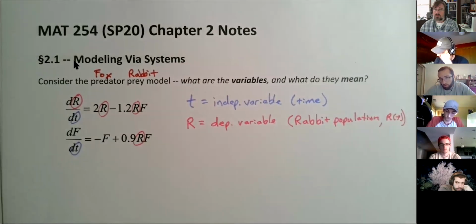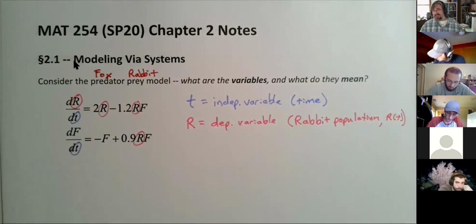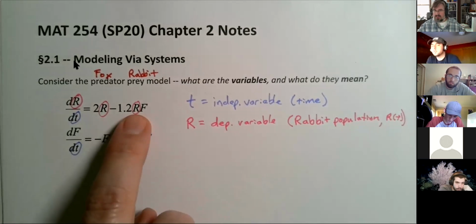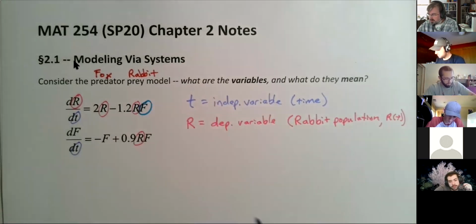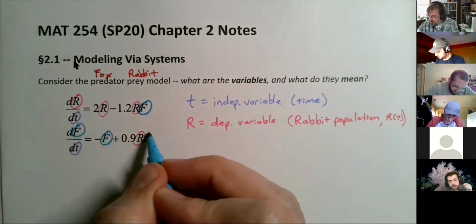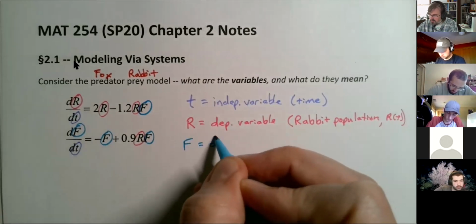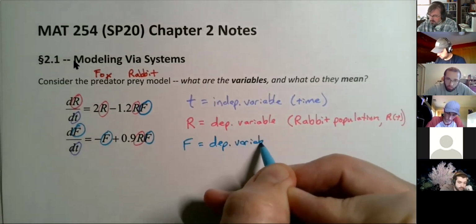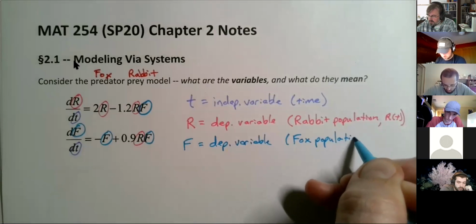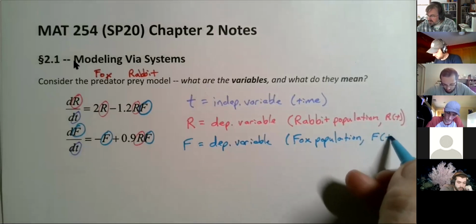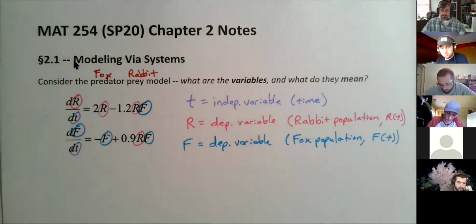Just like we've seen in chapter 1, the dependent variables are actually functions of other variables, right? But we abbreviate them. We just call it r, even though it's technically r of t. And it appears in both equations. And then there's also the fox variable. F appears in both equations. And no big surprise, that's another dependent variable. And it stands for the fox population. And it's actually f of t, capital F of t, right?